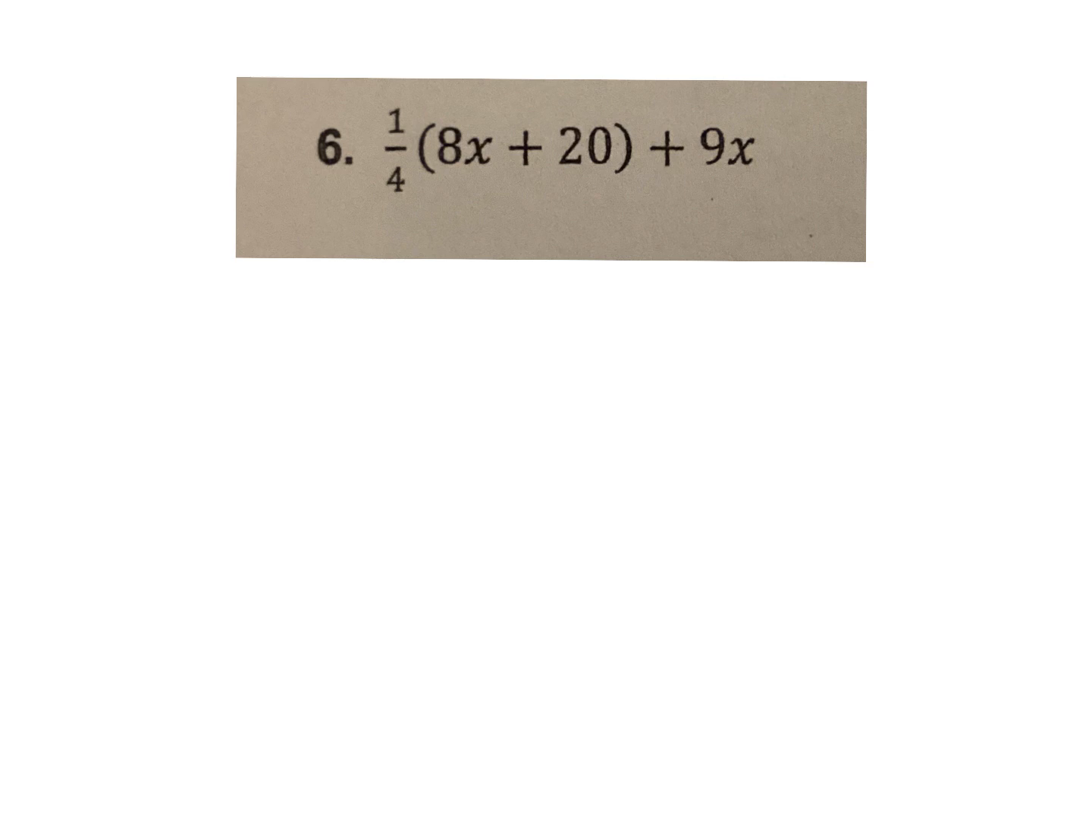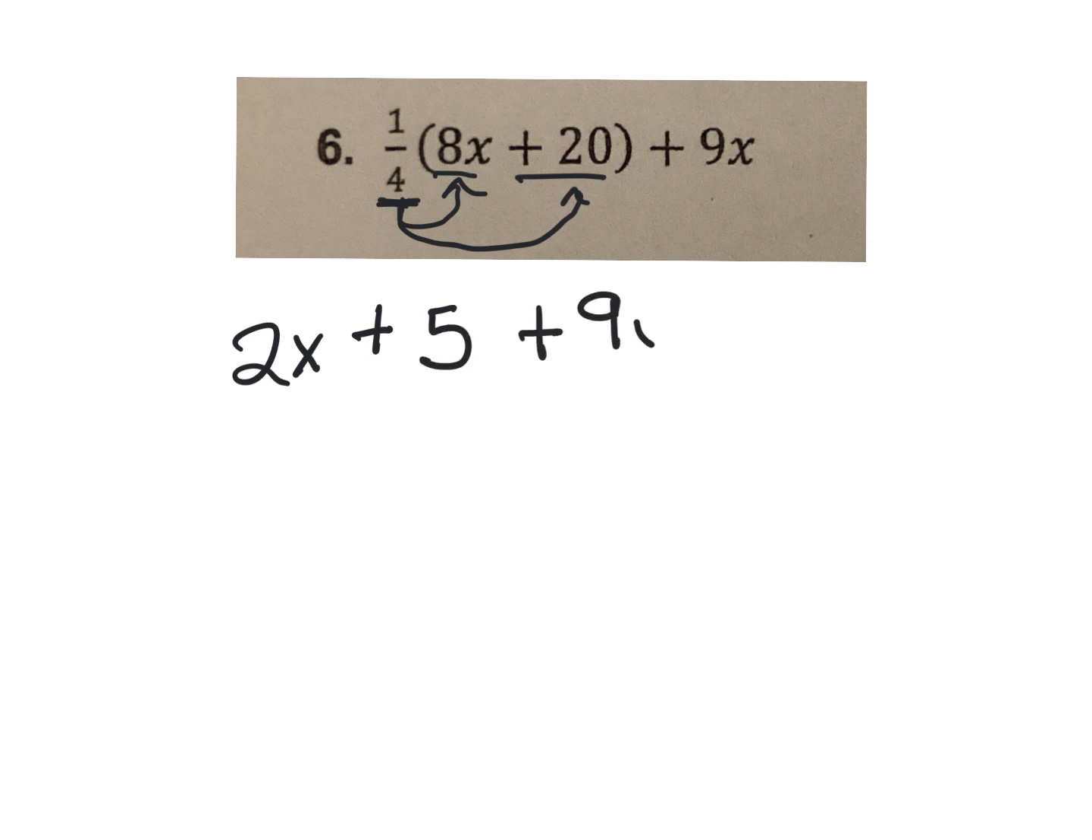Number 6. Here we start to do some distributive property. So we take the outside and we times it to that term, and we times it to that term. Okay, so 1/4 times 8x is 8/4 x, which is the same as 2x. And then 1/4 times a +20 is +20/4, which is the same as 5. And then I bring down my 9x.